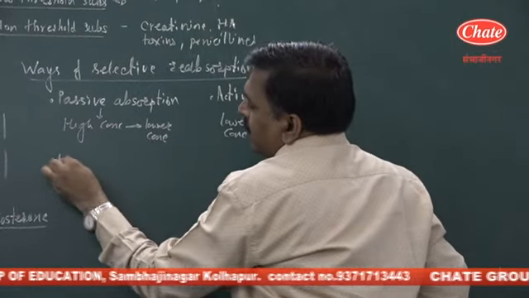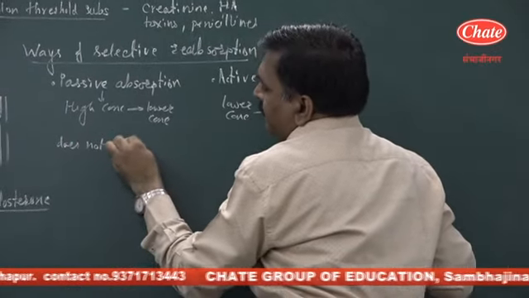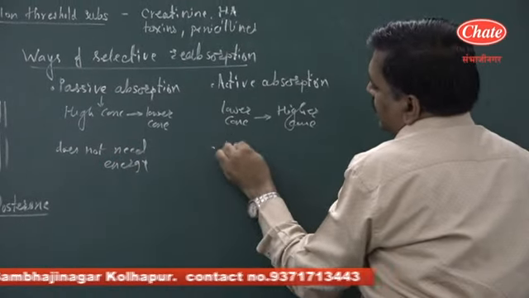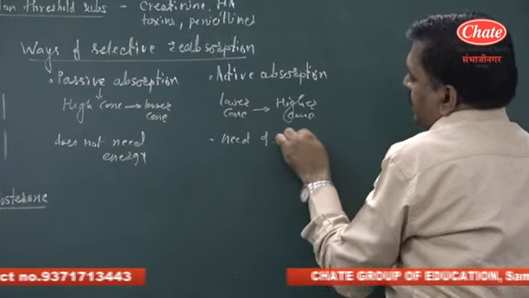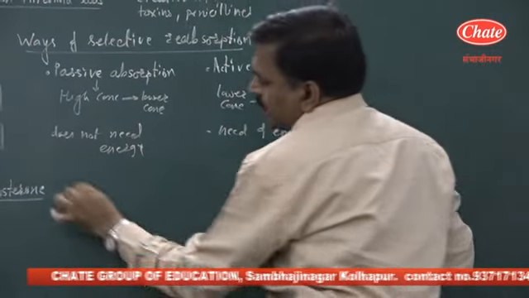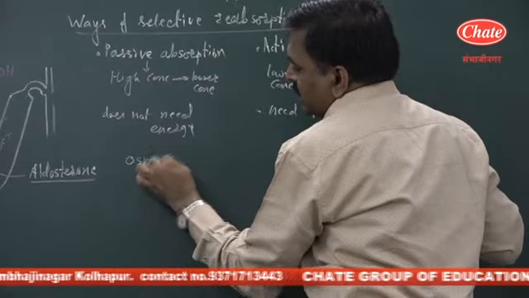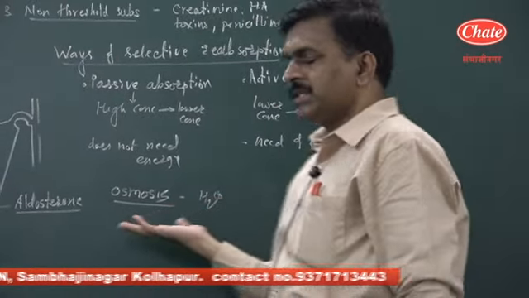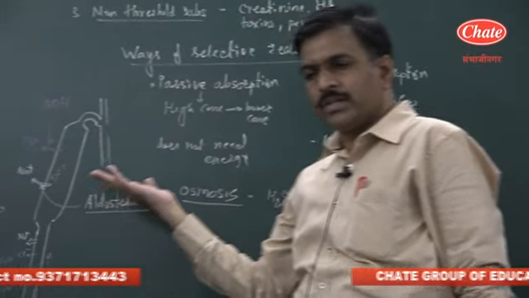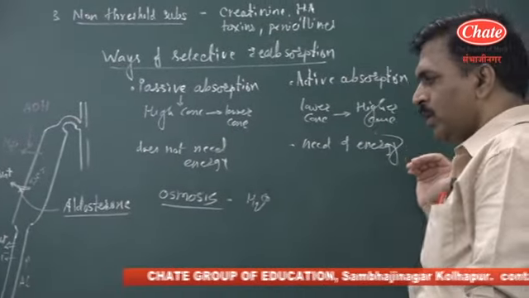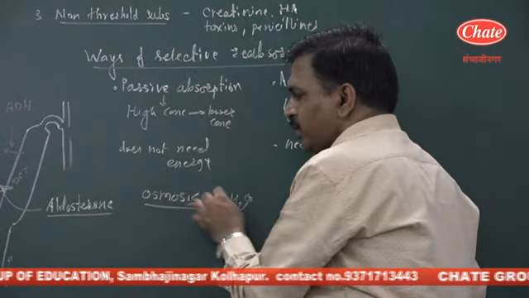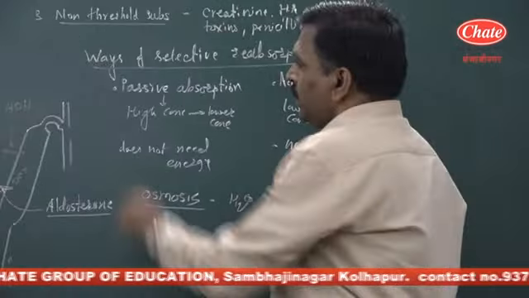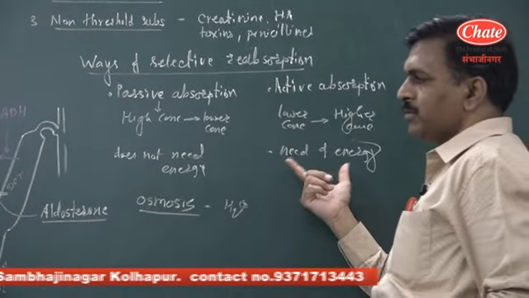Here it does not need energy, while here it needs energy. One process that occurs here is osmosis. Water is reabsorbed by osmosis, which means water can transfer from a lower concentration to a higher concentration through a semi-permeable membrane. That is osmosis. So these are the ways of selective reabsorption.